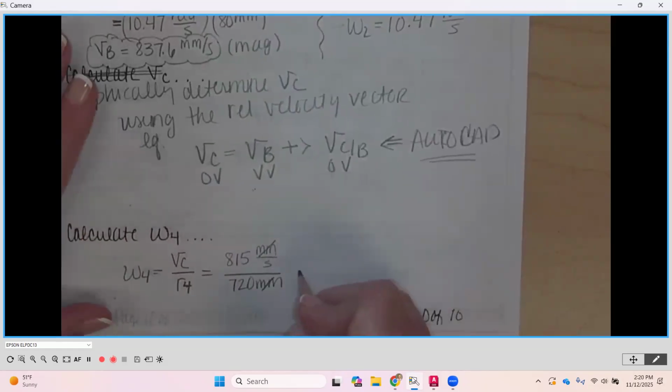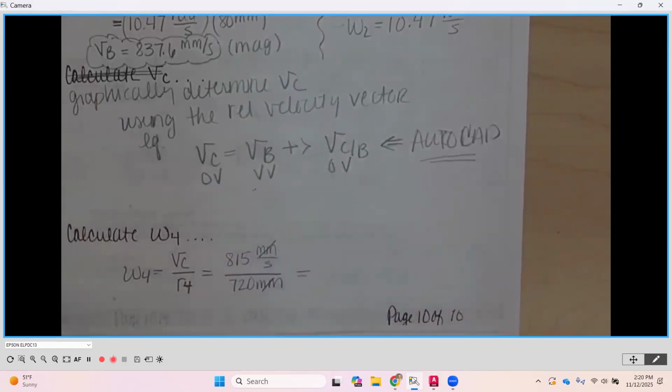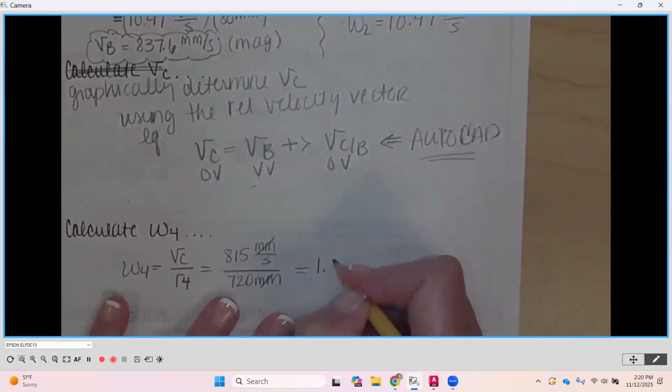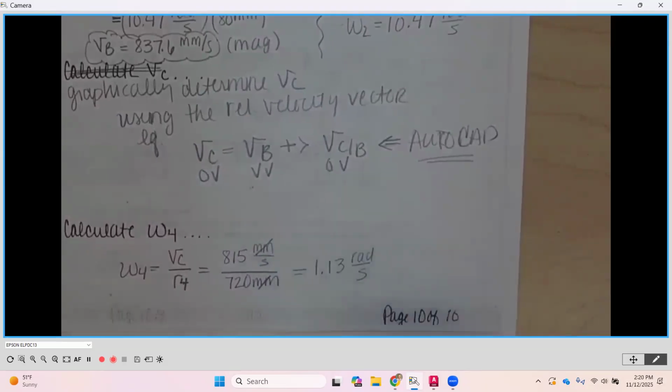Radians, exactly. So when we take our value of 815 divided by 720, we're going to get 1.132 radians per second. Now, this is the number that you're not going to leave as a final answer. What are we going to do next? Convert it to RPMs. Exactly, revolutions per minute.